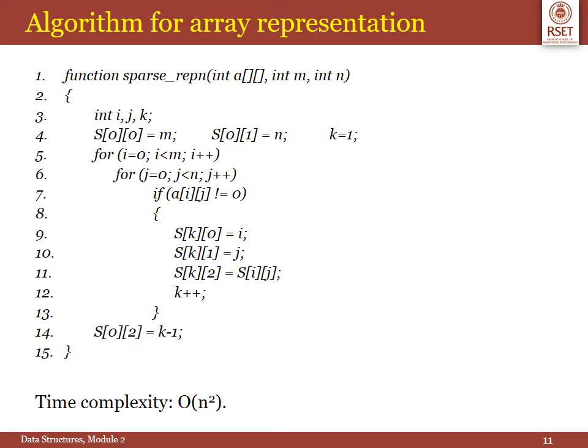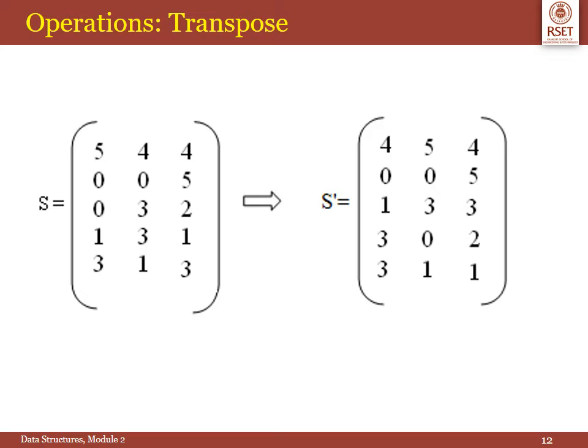Now when you analyze the code snippet, we can find that there are two loops, in line number 5 and line number 6. Since there is a nested loop, the complexity of the function is O of n square. Now we'll try to perform some operations on the sparse matrix. First one is transpose. Now we know that to find the transpose of an array, we interchange the row and the column. That is, we change the rows to columns.